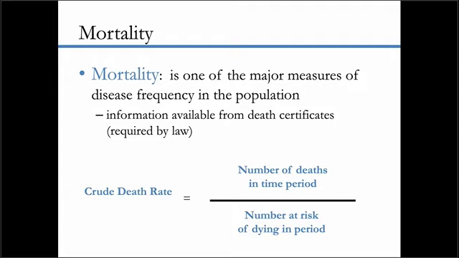So our crude death rate is just the number of deaths in the time period over the number of people who are at risk of dying, or essentially our total population during that time period. And so obviously nobody is not at risk of dying, and so our crude death rate becomes the number of people who died, say, in 2018 over the total population size in 2018. And that gives us a mortality rate in our population that we can use to compare how mortality is changing over time.